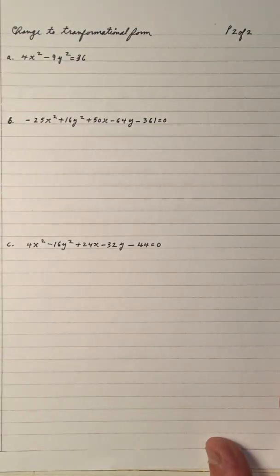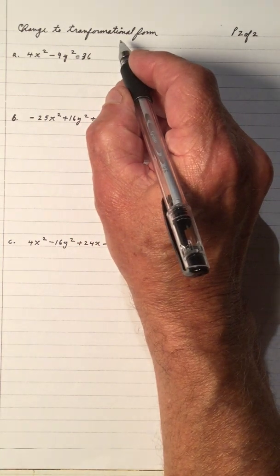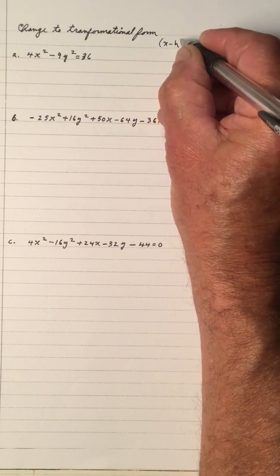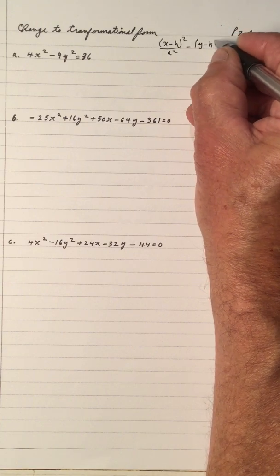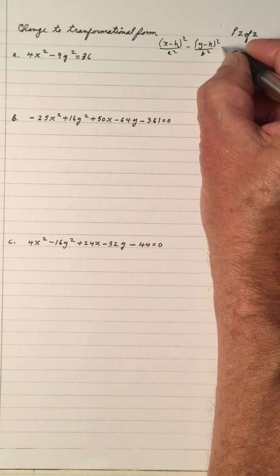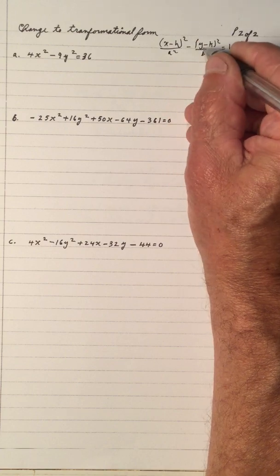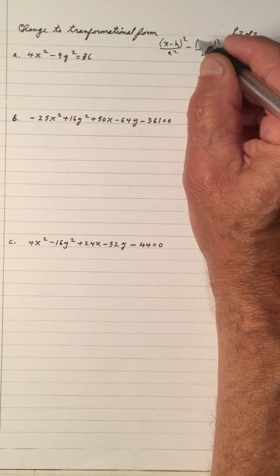It's important to be able to change the general form to transformational form, because if you wish to find the vertices, the asymptotes, etc., and the center, and you wish to graph it, we need the transformational form. The transformational form is (x minus h) squared over a squared minus (y minus k) squared over b squared equals 1, or we could have them switched around, with the y in front, positive, and the x negative.